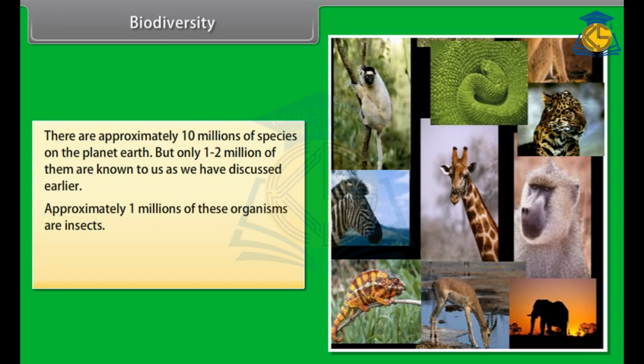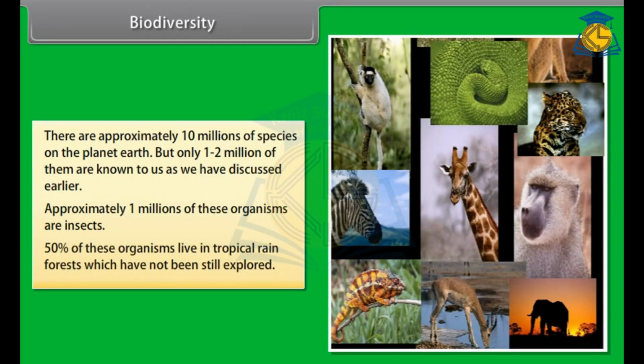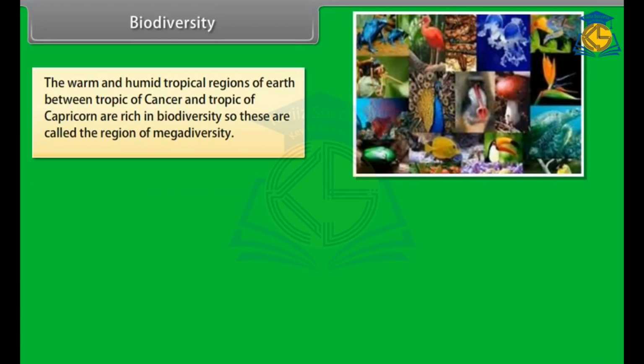Approximately 1 million of these organisms are insects. 50% of these organisms live in tropical rainforests, which have not yet been explored. The warm and humid tropical regions of Earth between the Tropic of Cancer and Tropic of Capricorn are rich in biodiversity, so these are called the regions of megadiversity.